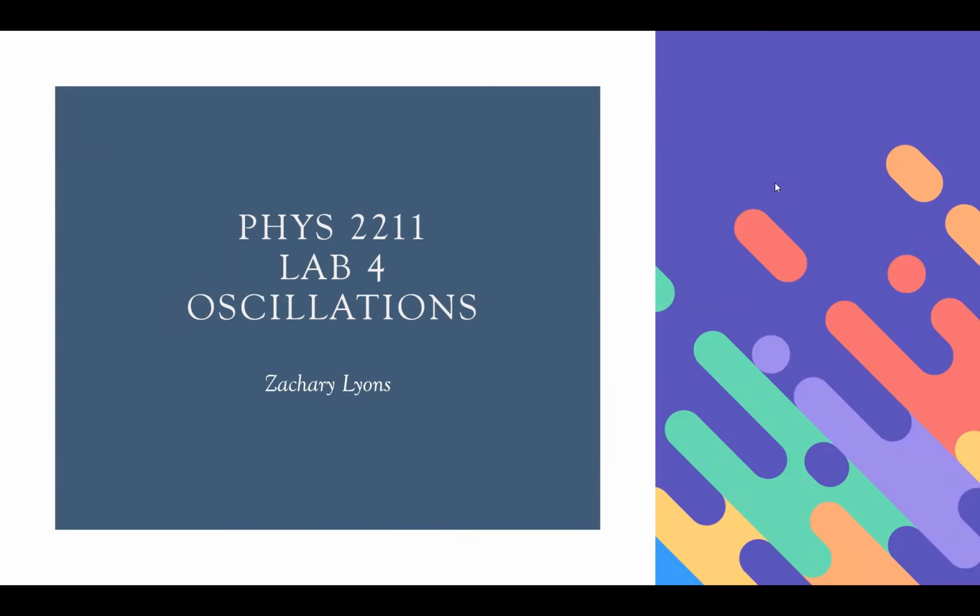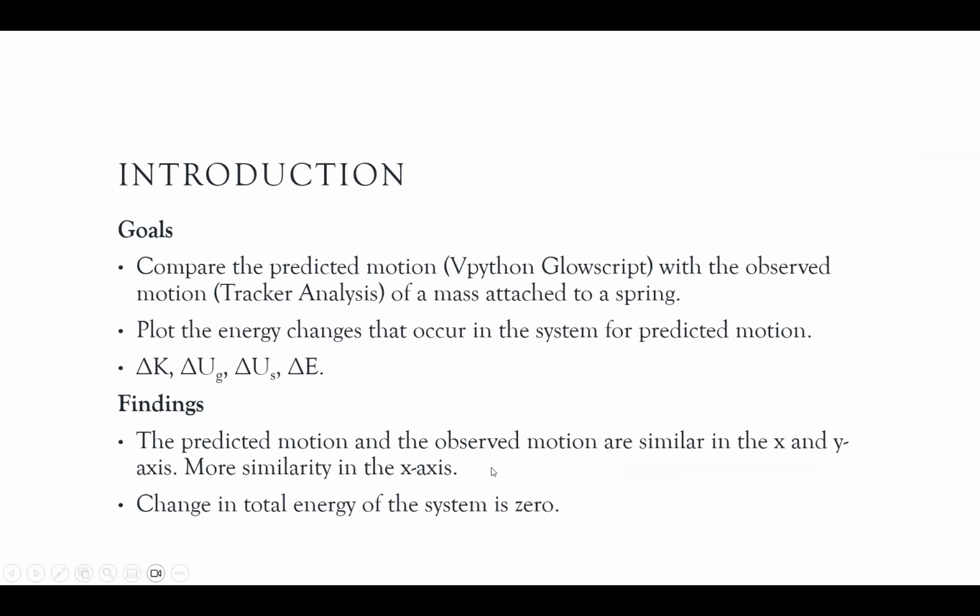Hi, my name is Zachary Lyons, and today I'll be presenting the Lab 4 Oscillations Lab for Physics 2211 at Georgia Tech. In this lab, the goals are to compare the predicted motion using a computational model with the observed motion from a tracker analysis of a mass attached to a spring.